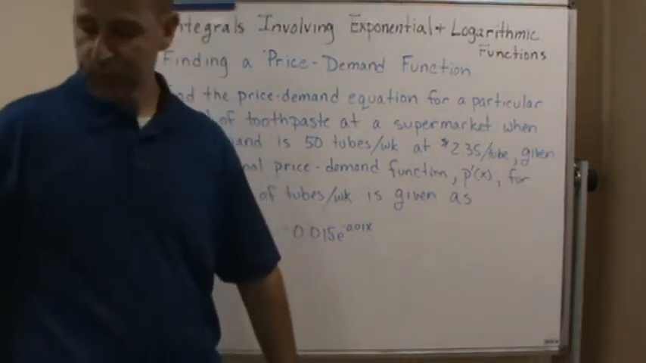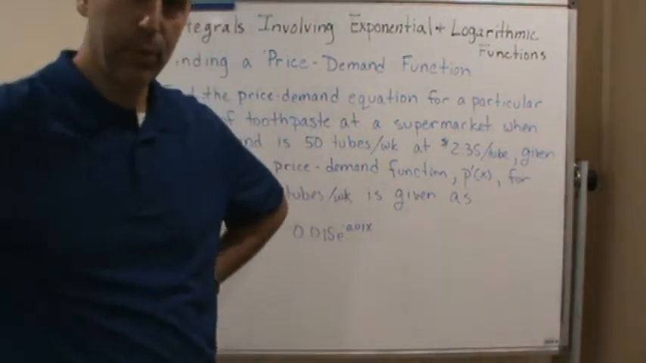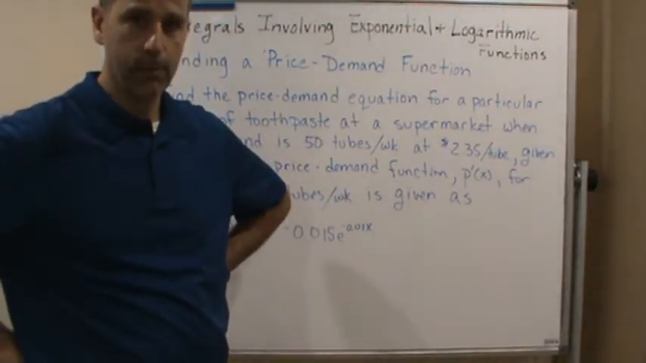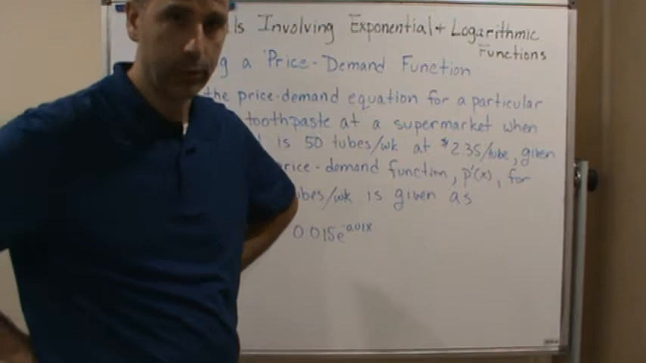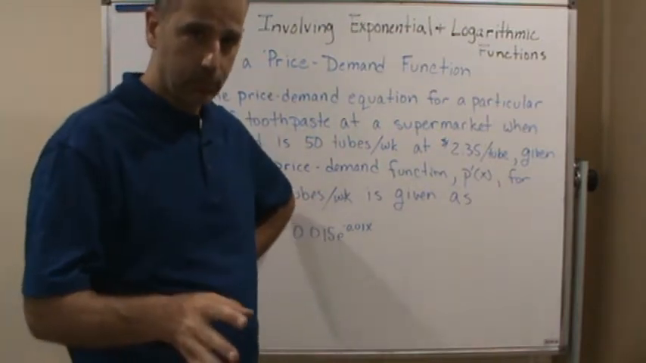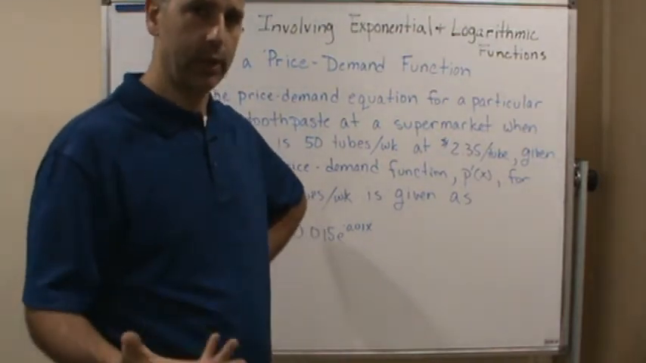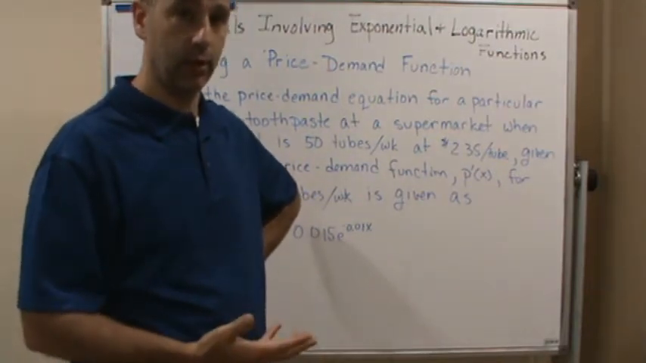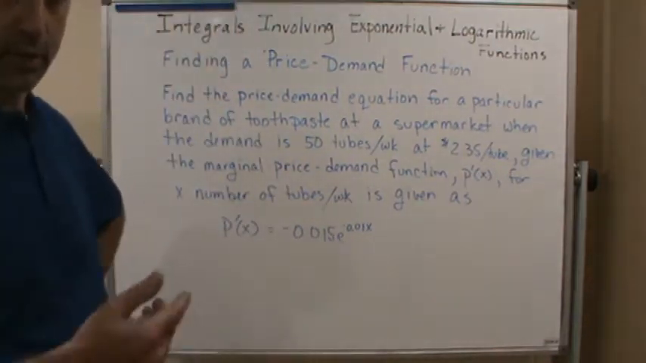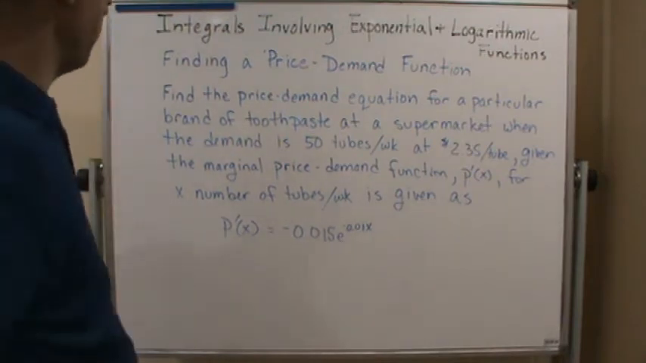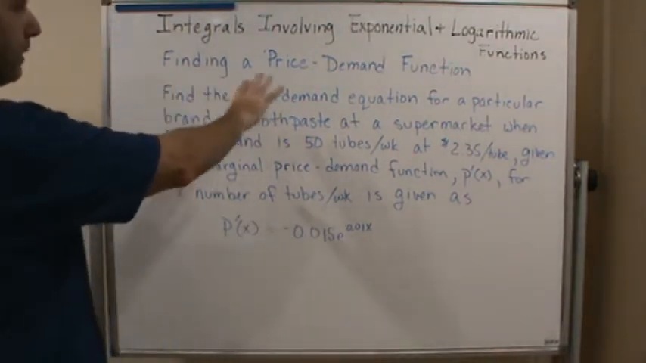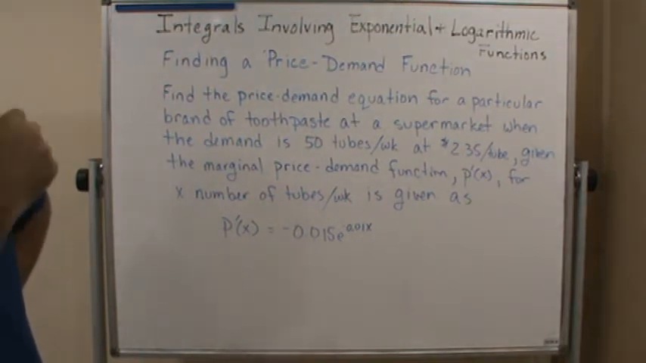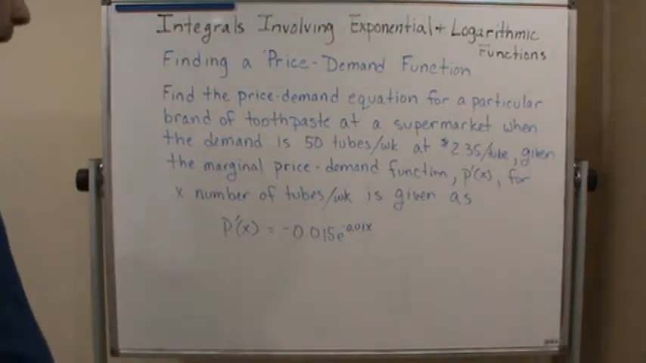Okay guys, so here's an example of an application where we're going to use integration to find a particular function. Remember there are lots of applications where we're going to need to find certain functions, and the way we're going to do it is using integration. So this is going to be one of them. This is a price demand type of problem. We're looking for the price demand function for a particular brand of toothpaste.